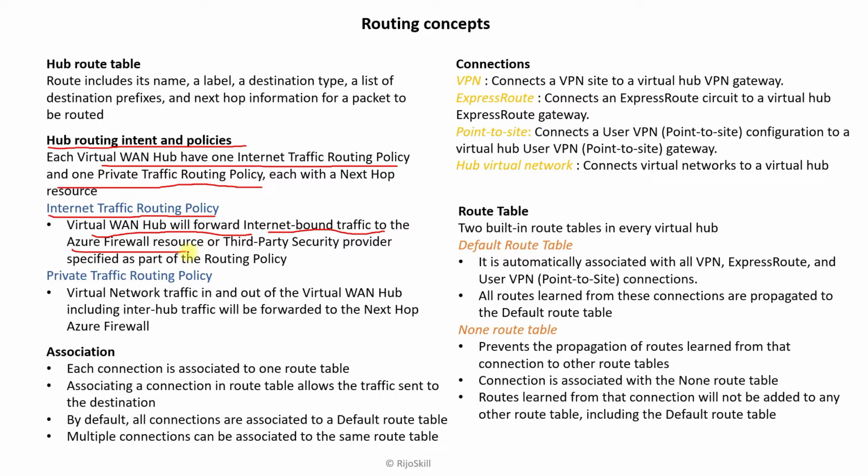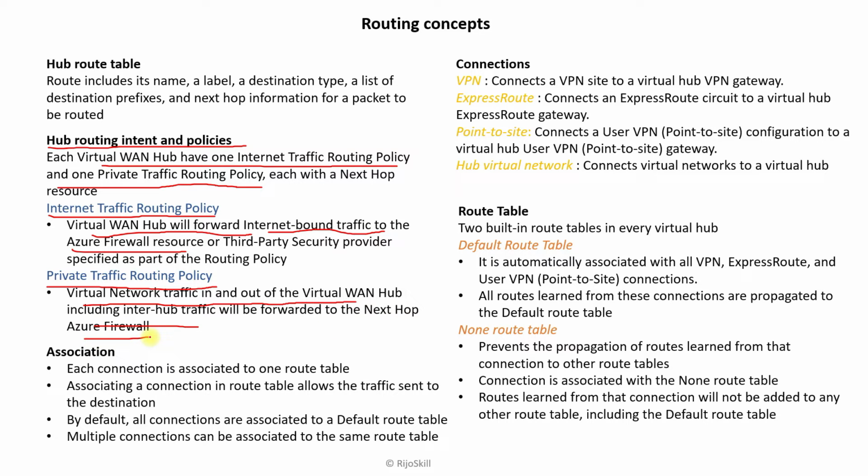So whatever your internet traffic will be forwarded to the Azure Firewall as the next hop address. Third party security provider specified the routing policy. Next, private traffic routing policy means virtual network traffic in and out of the virtual WAN hub, including the inter hub traffic, will be forwarded to the next hop Azure Firewall.